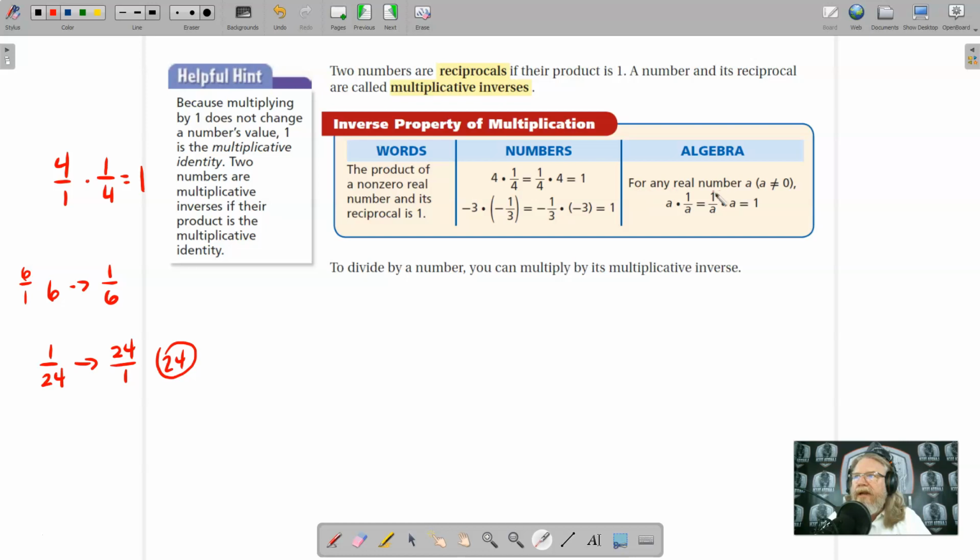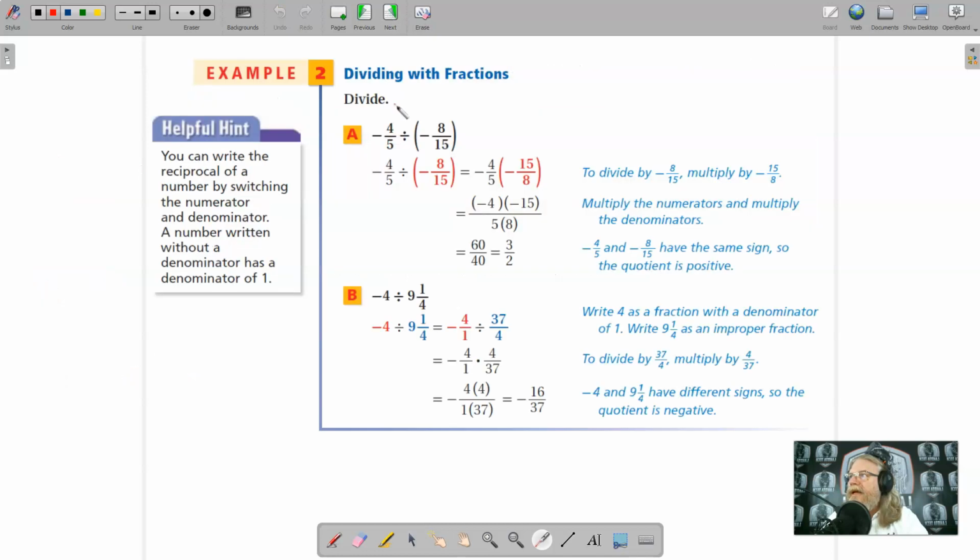So, for any real number a, where a is not equal to 0, we say that a times 1 over a is equal to 1 over a times a, and those two always have a product of 1. To divide by a number, you can multiply by its multiplicative inverse. And that comes in handy here whenever it gets to dividing fractions.